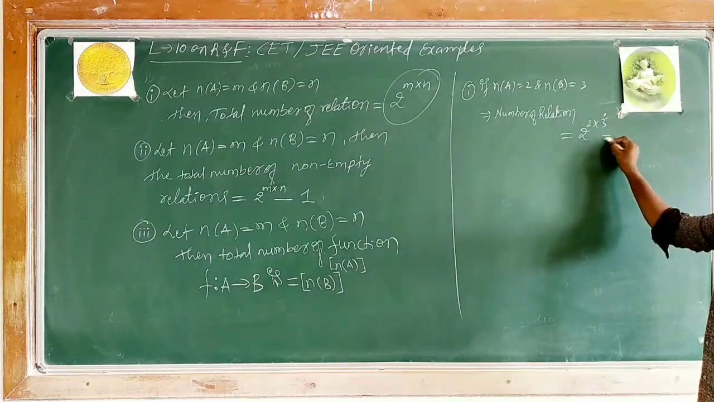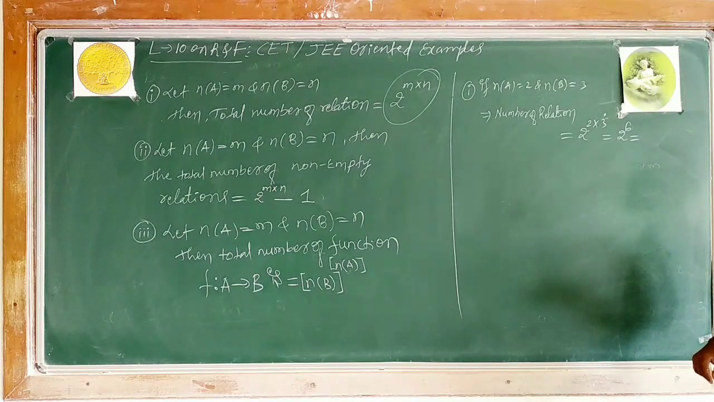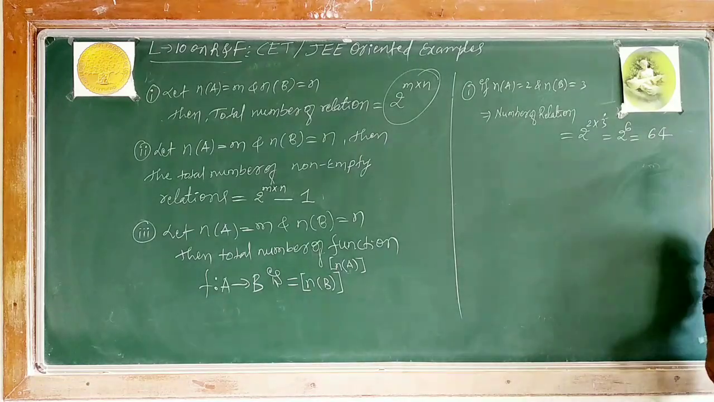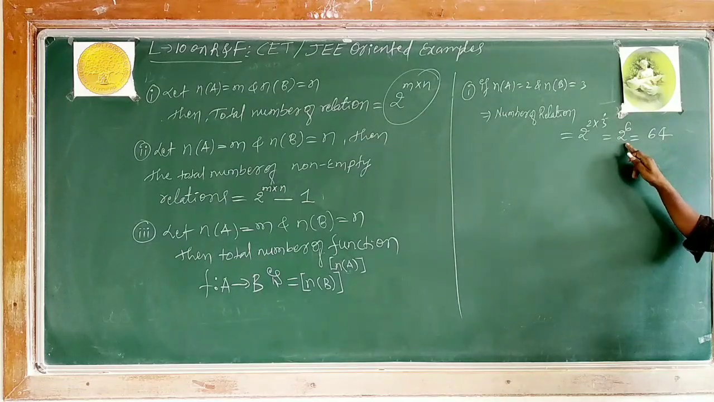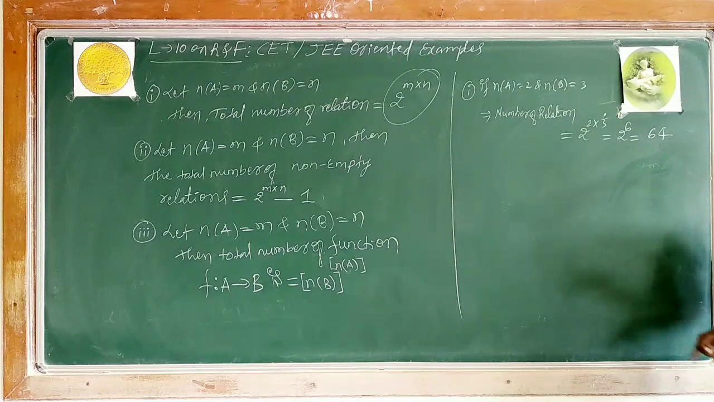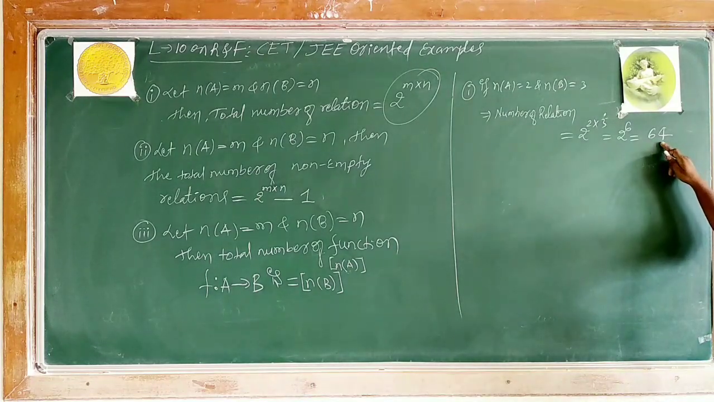So how much is 2 to the power 6? 2 2s are 4, 4 2s are 8, 8 2s are 16, 16 2s are 32, 32 2s are 64. Can I say 64? What can we form? We can form 64 relations, because 2 to the power 6, you can multiply 2 six times.